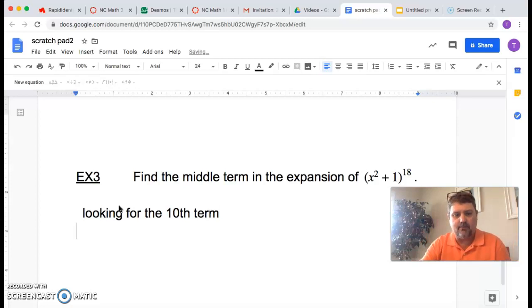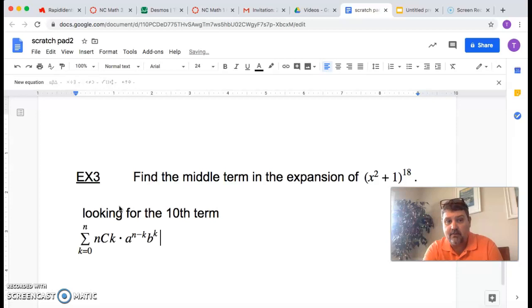Now what might be helpful if we're looking for the 10th term would be this formula right here, the more compact version. It tells me I can plug in, and we already know that n is 18. Now the trouble is, what is the value of k? If you remember, k starts at 0. So at the 10th term, the value of k would actually be 9.